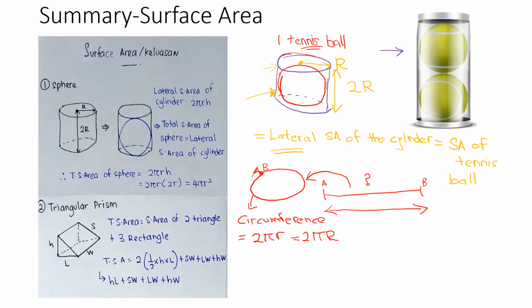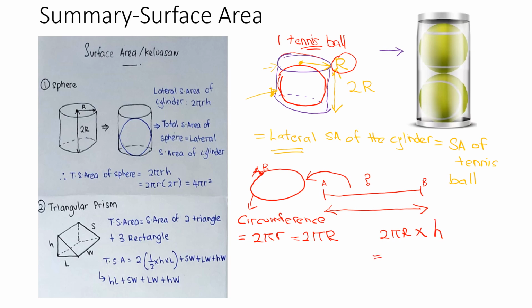Okay, capital R, because here we already put a capital R. So I just replace it with a capital R. Okay, so this is the circumference of the circle. And in order for us to find the lateral surface area, you need to take the 2 pi R and then multiply it by the height of the cylinder. Okay, the height of the cylinder.